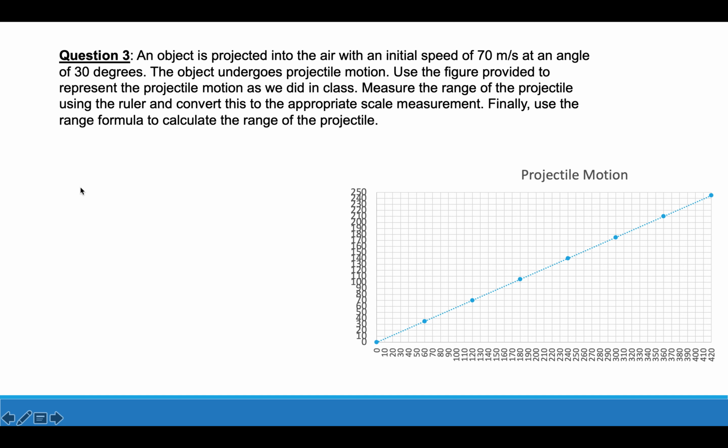In this example, we're going to consider an object which is projected into the air at an angle. An object is projected into the air with an initial speed of 70 meters per second at an angle of 30 degrees. We know the object undergoes projectile motion, which means it's going to have a curved path. We want to use the figure that's provided to represent projectile motion, as we did in class.